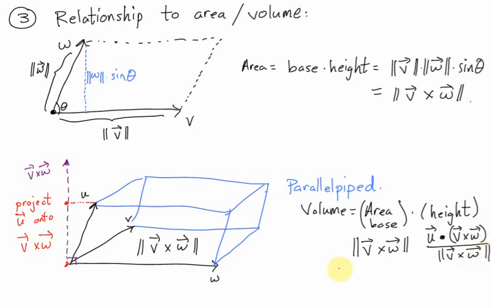And you might notice there's great cancellation. All you're really left with to calculate the volume of the parallelepiped is this expression, also known as the scalar triple product.